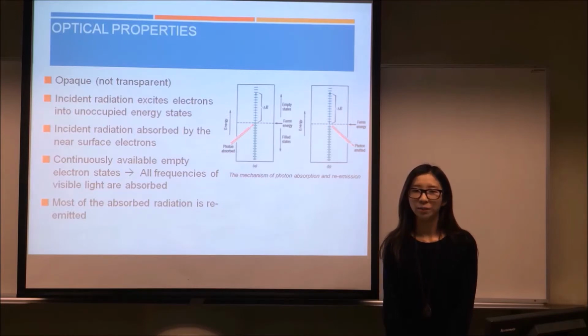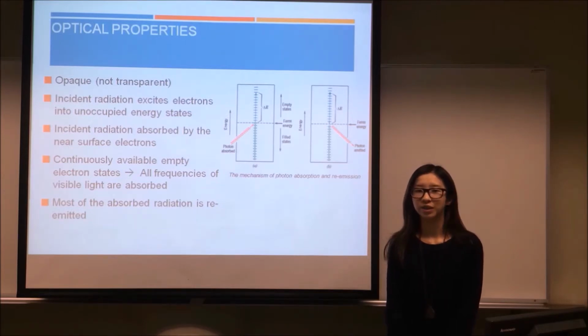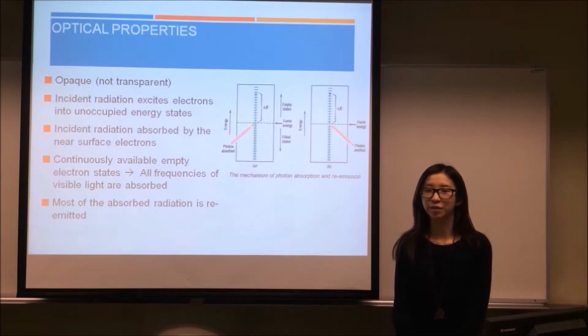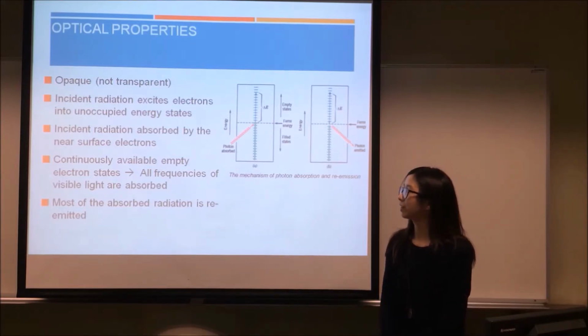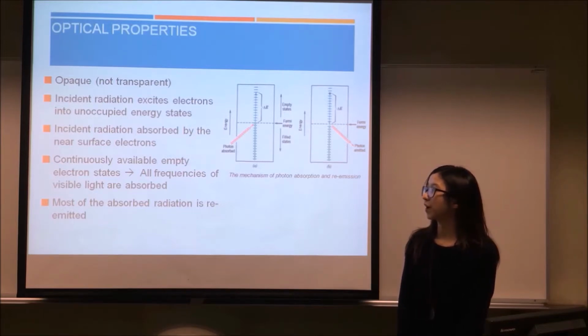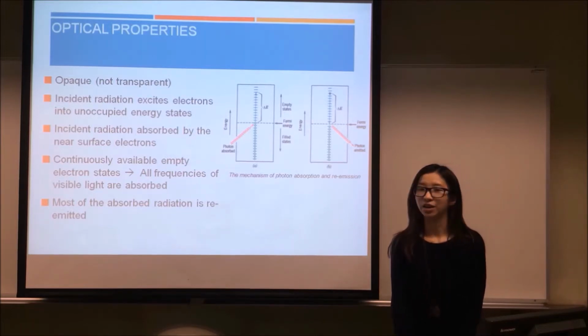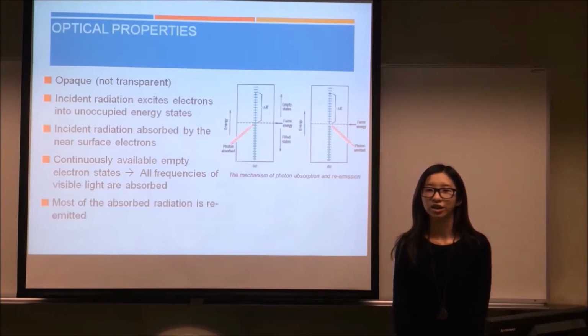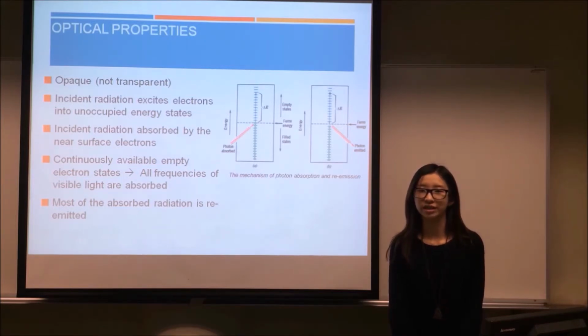Aluminium is opaque. It is not transparent because incident radiation having frequency within the visible range excites electrons into unoccupied energy states above the Fermi energy. The incident radiation is absorbed by near-surface electrons, and the continuously available empty electron states allow all frequencies of visible light to be absorbed by metals. And this is also because of the continuously available empty electron states, which permits electron transmission.